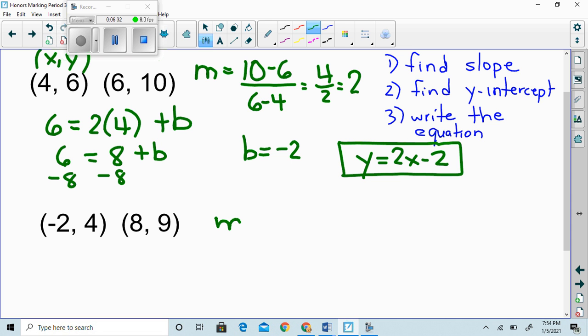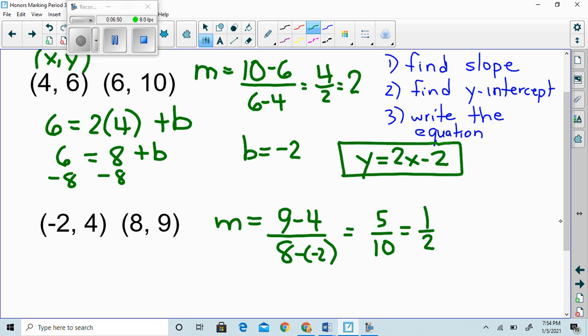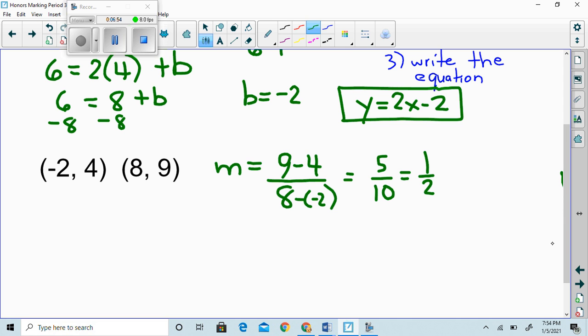Setting up our slope formula is the first order of business. 9 minus 4 over 8 minus a -2. We'll simplify, and we'll get 1/2 as my slope. I choose one of the 2 points. Most of the time my go-to is the first point. It doesn't matter, you'll get the same y-intercept.